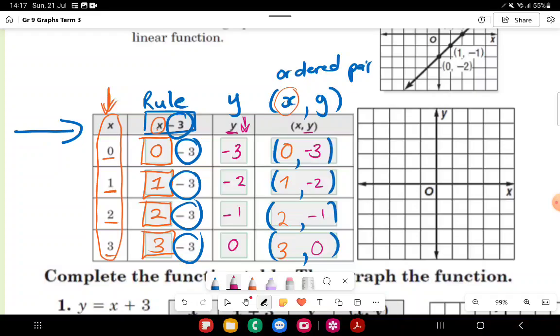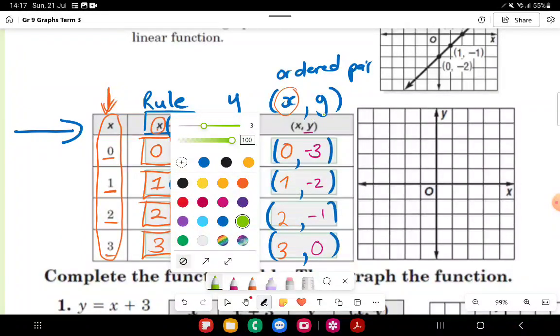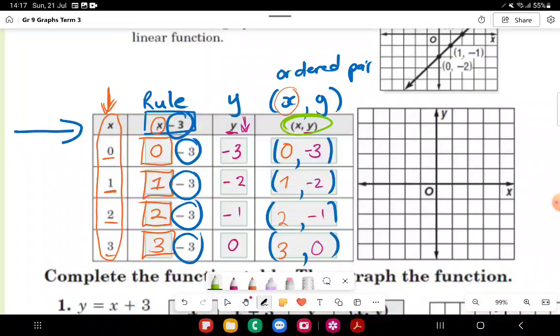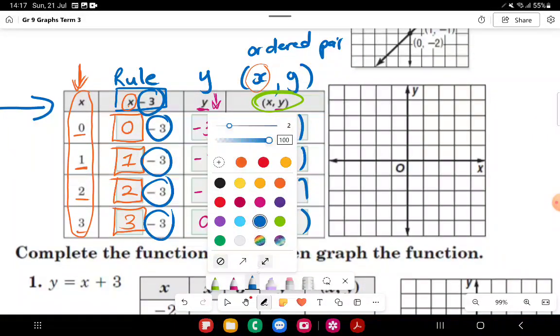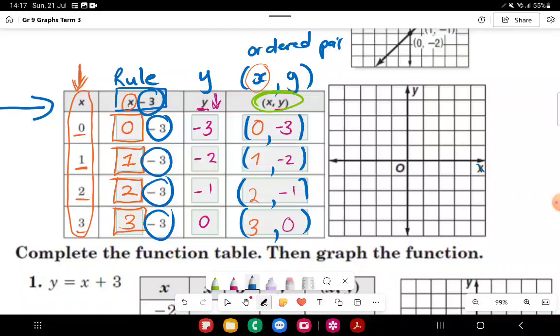Our next step is to sketch the graph. You are going to use this portion over here to sketch the graph. So remember, when we sketch the graph, all of your graphs must be done in pencil, and you need to use a ruler, and all rules must be obeyed. The first thing we need to do on our graph is label it x and y. I've done that for you already. Then I need you to number it 1, 2, 3, 4.